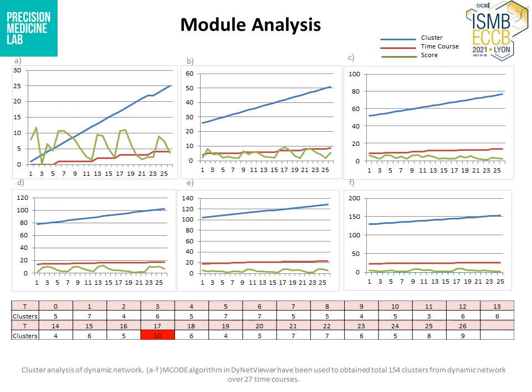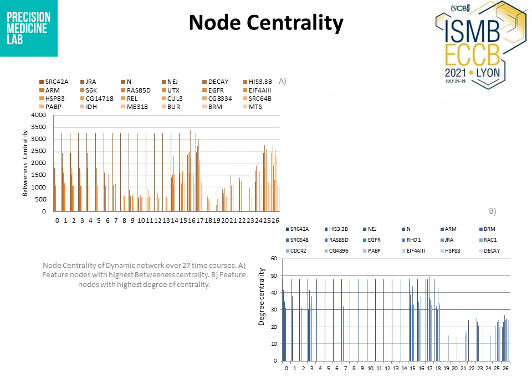After performing module analysis for our dynamic network, we obtained a total of 154 densely connected clusters over 27 time courses, where we can see that the highest number of clusters are identified in time course 17. Moving towards the node centrality analysis, we identified 29 feature nodes with the highest score of betweenness centrality, while 18 genes were obtained as feature genes based on the highest degree centrality score throughout the total time courses.